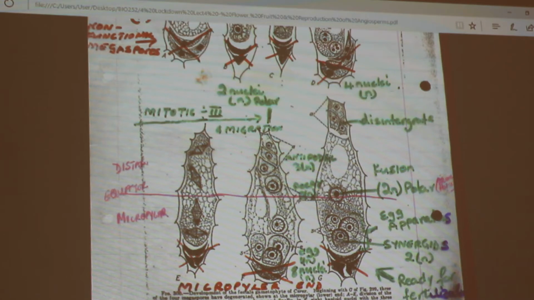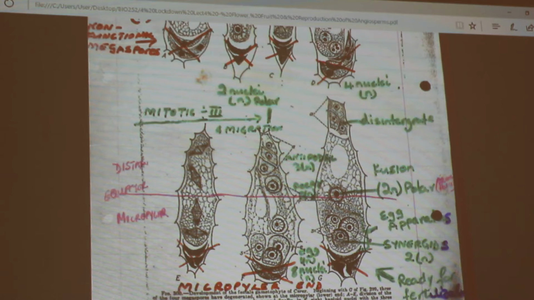On this side we have these 4 cells. The 4 cells, all of them develop. There is no dying on the micropylar end. 3 remain on the micropylar end. 1 moves to the equator and it joins with the one that came from the distal end, and when they join, they become diploid. This is not the sporophyte. This is the nucleus that will give us the endosperm.